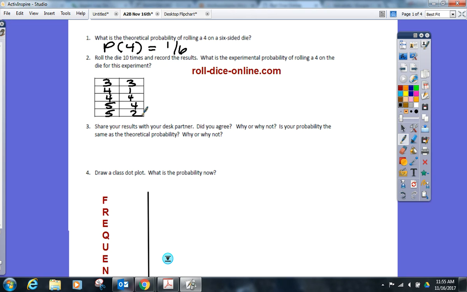Everyone got some results. Okay, now what I would like you to do, what's your experimental probability of rolling a 4? Mine, I rolled 4 of them, so mine would be 4 out of 10, reduced 2/5. So find your experimental probability right now.